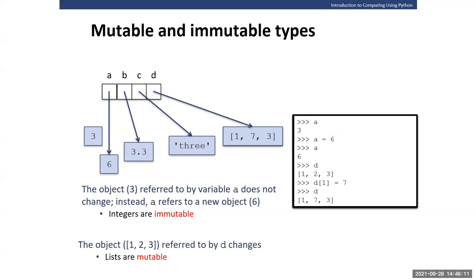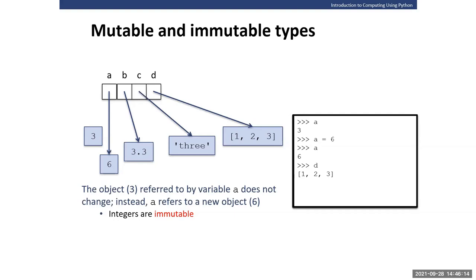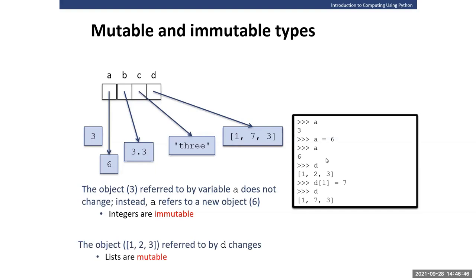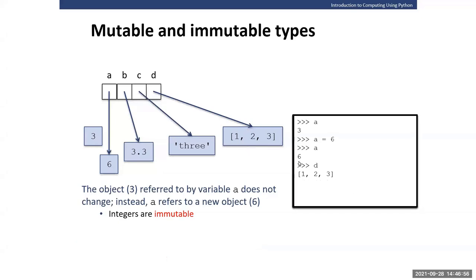Now, an interesting point is, if you remember, guys, we said that lists are mutable or immutable? We discussed that in the lecture. Are they mutable? Mutable, so we can modify them. So let's take a look at D, okay? D is a mutable object. So what's going to happen in the memory when we play with a mutable object? Suppose that I change the value of the second item from 2 to 7, okay?